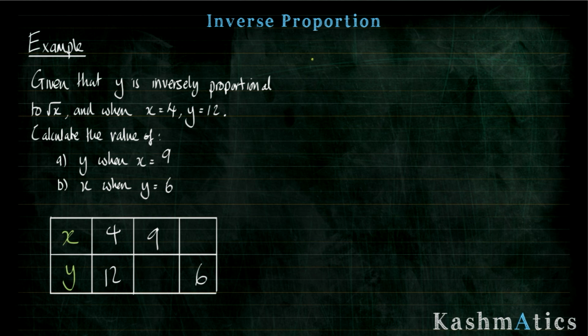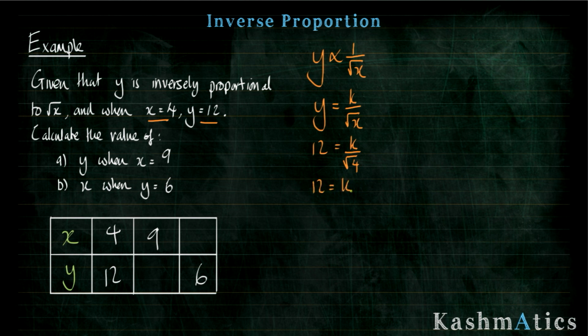Let's write down the relationship. So y is inversely proportional to the square root of x is written like that. So that means y is equal to k divided by the square root of x. And we're going to put in our two values of x and y. So when y equals 12, I've got 12 equals k divided by the square root of 4. So that means 12 is equal to k divided by 2. And if I multiply by 2, I'll get 24 equals k. And if I plug that into here, I get y is equal to 24 divided by the square root of x. So let's fill in the table now.